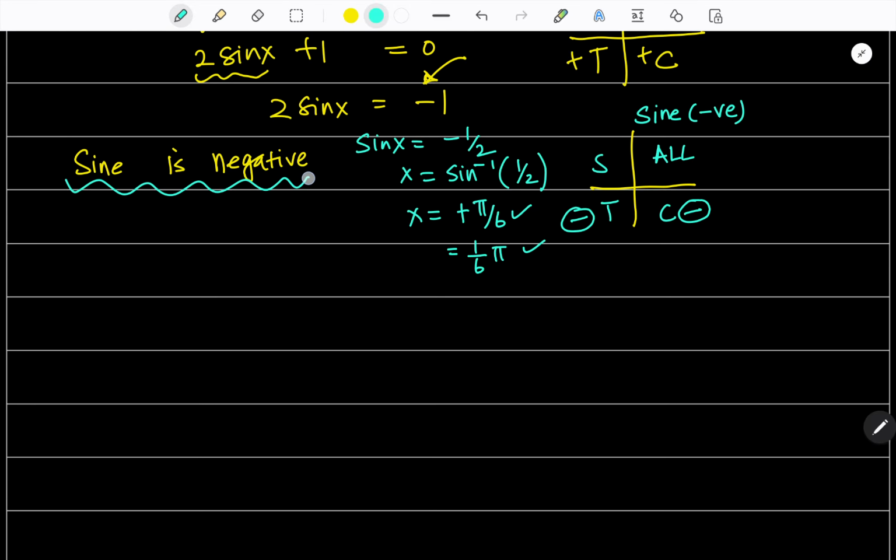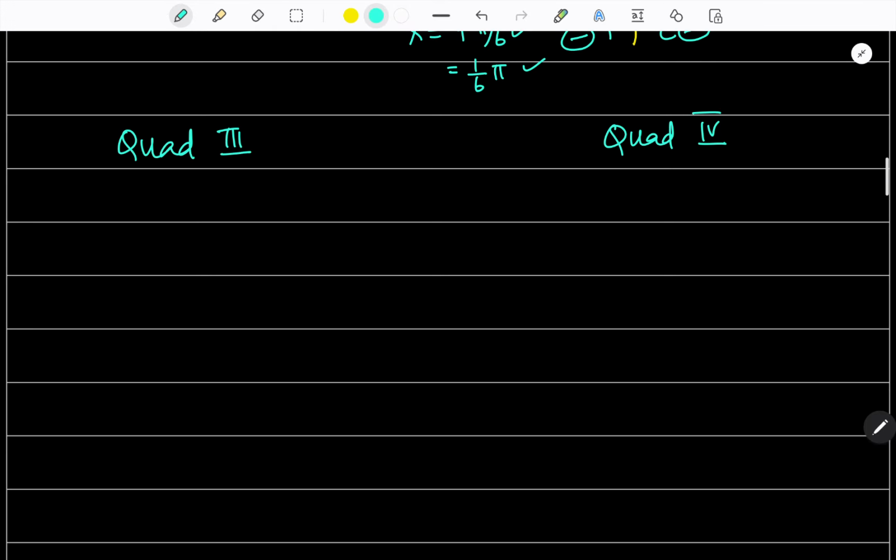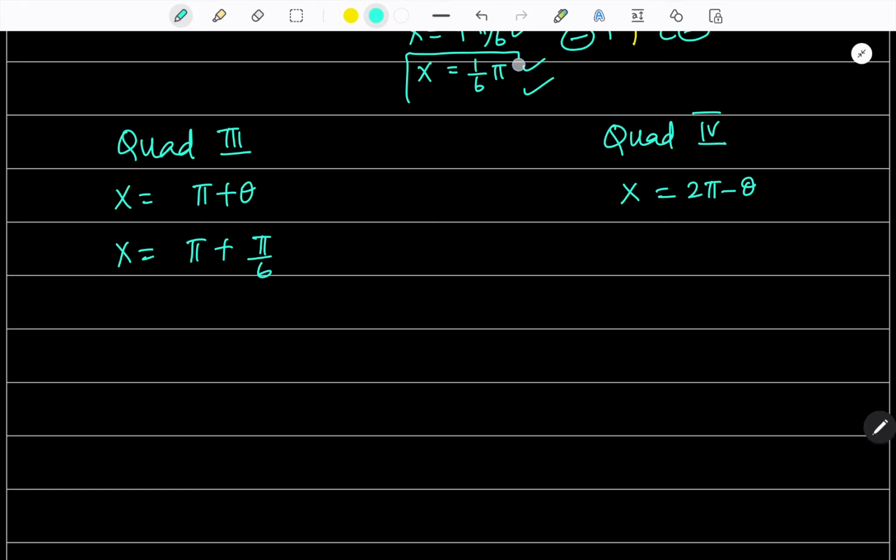So sine is negative in how many quadrants? 2 quadrants. Which quadrant? Quadrant number 3 and quadrant number 4. Right? What is the formula for quadrant number 3? x is equal to pi plus theta. Quadrant number 4, x is equal to 2 pi minus theta. Okay? So x equals pi plus 1 over 6 pi, and x equals 2 pi minus pi over 6.